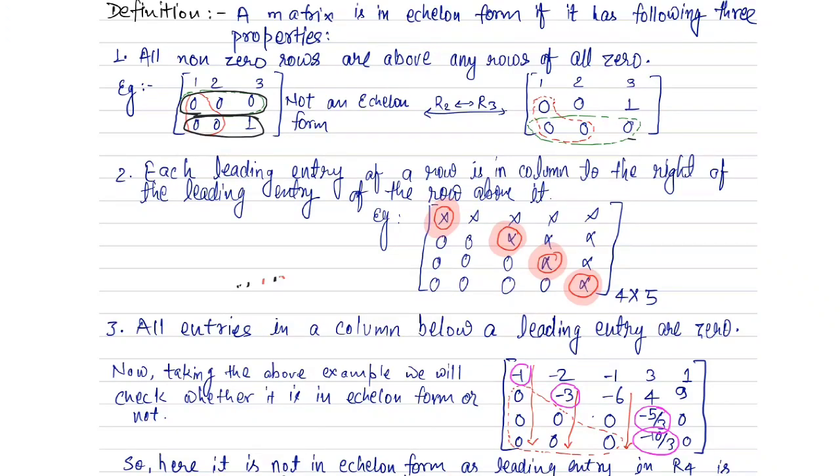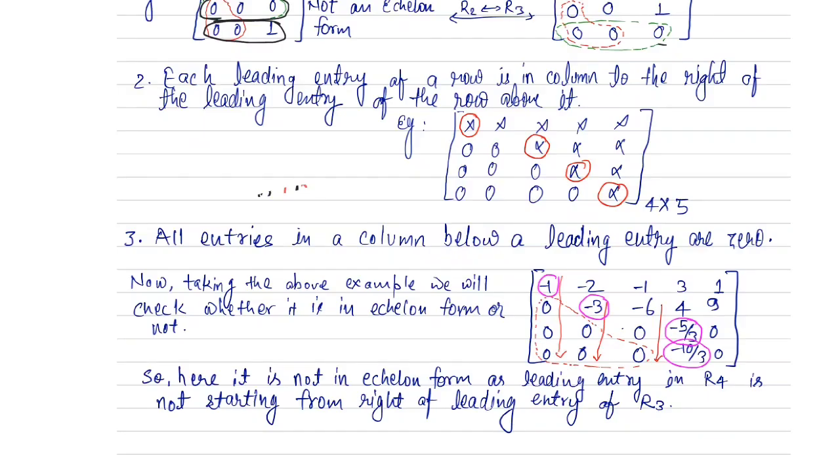So in the first row the leading entry is here, in the second row the leading entry is here, so the second row it is to the right. In the third row the leading entry is here, so this is to the right. In the fourth row the leading entry is here, so it is to the right. So this statement is also satisfied here, so this is in echelon form.